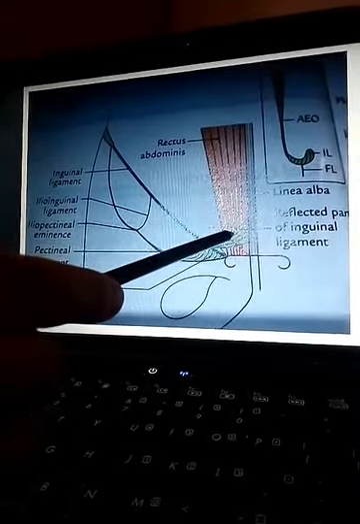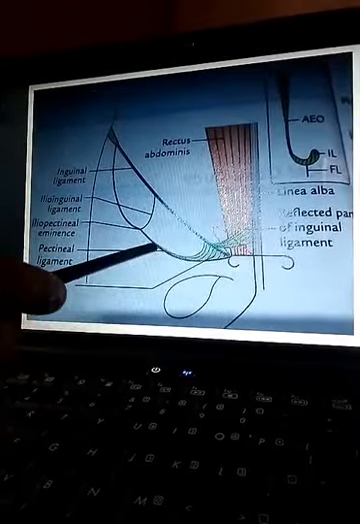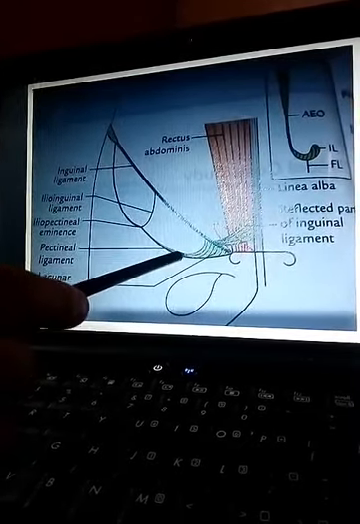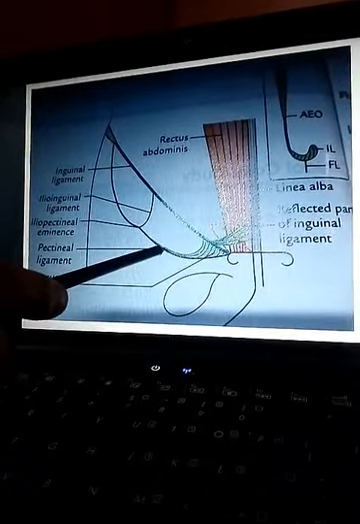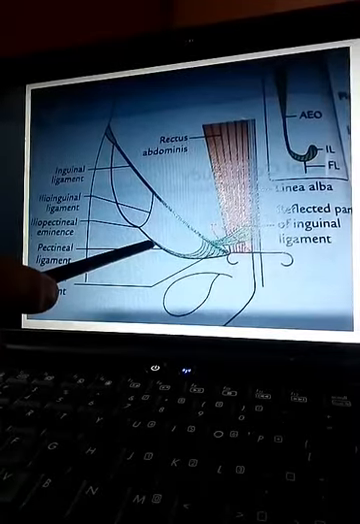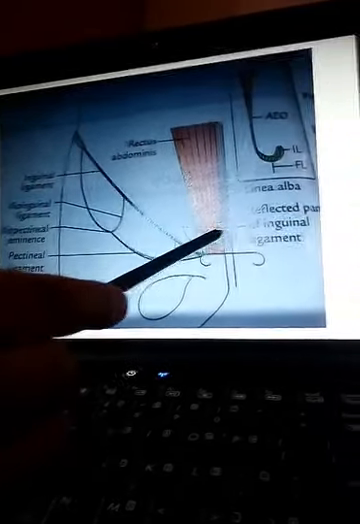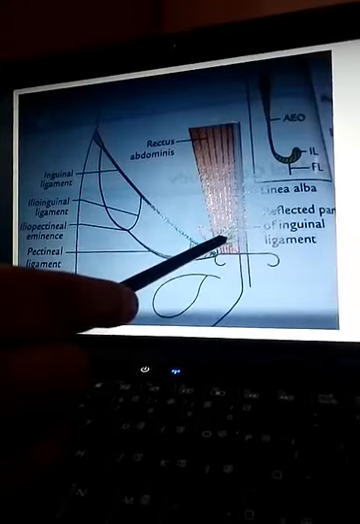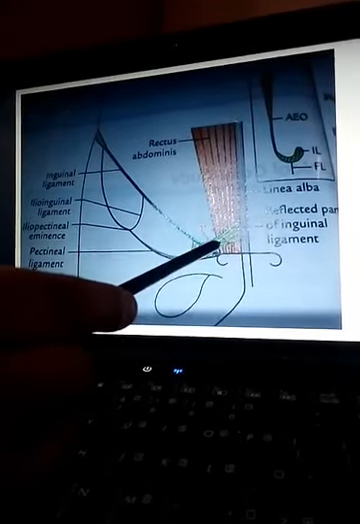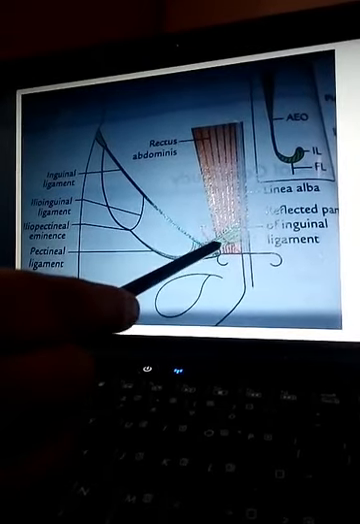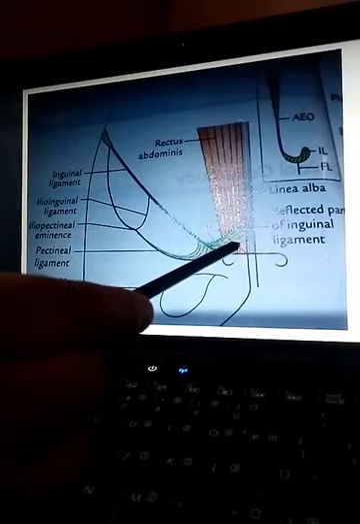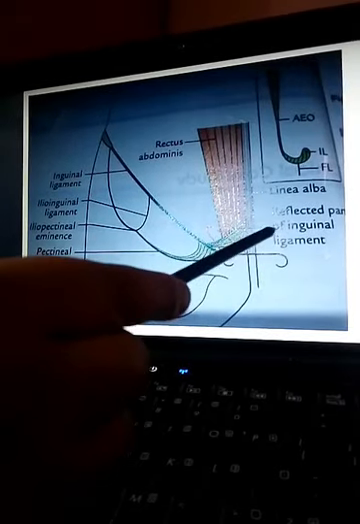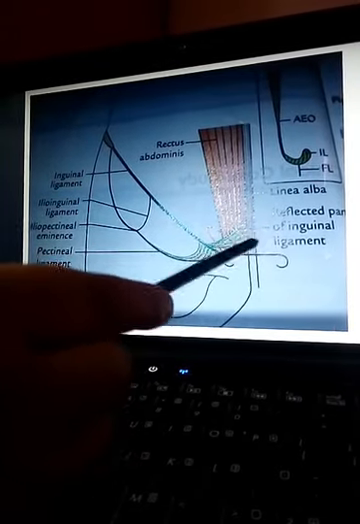Now, second extension is the pectineal ligament. Pectineal ligament is an extension of the posterior part of the lacunar ligament along the pecten pubis up to the iliopectineal eminence. Now, another extension is the reflected part of the inguinal ligament. The superficial fibers from the medial end of the inguinal ligament expand upwards and medially to form this ligament. It lies behind the superficial inguinal ring and in front of the conjoint tendon. Its fibers interlace with those of the counterpart of the opposite side at the linea alba.